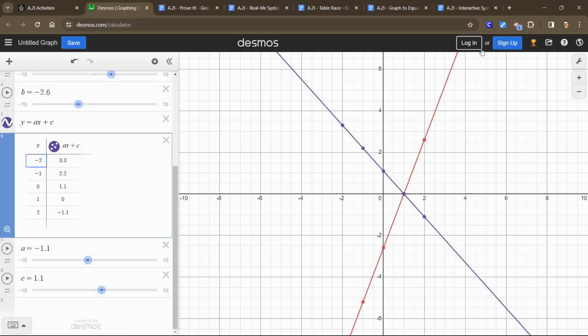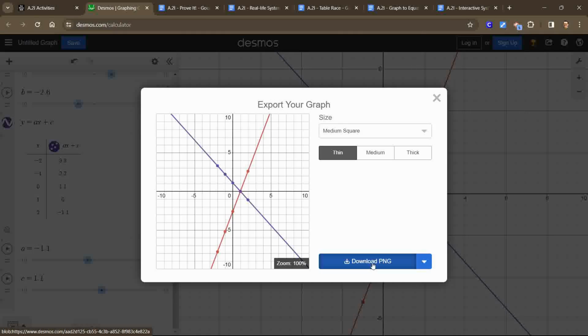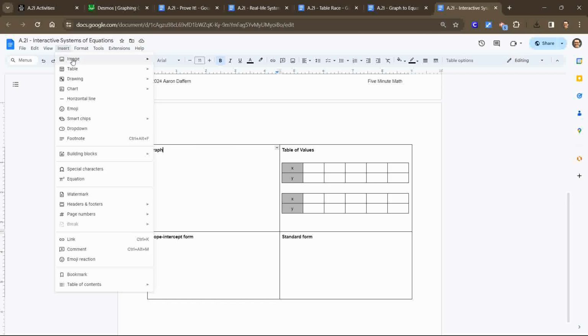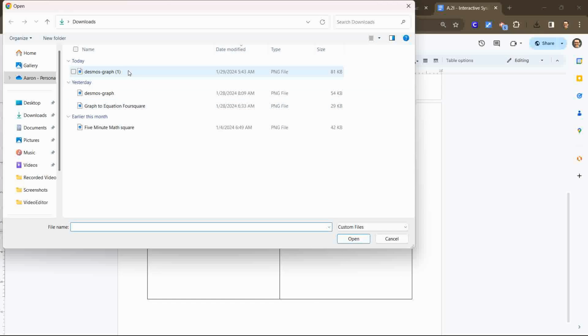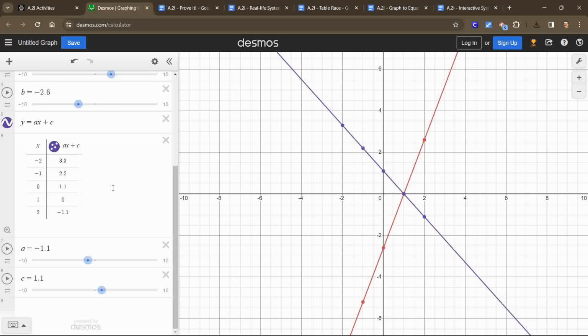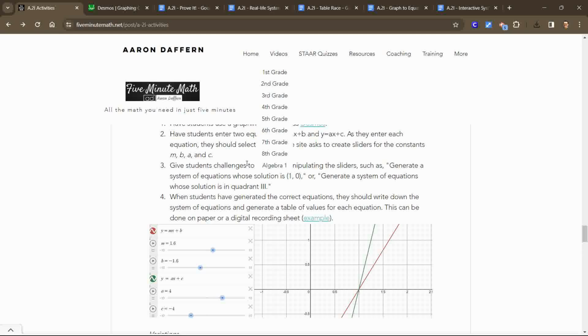So if I wanted to export this, you download the PNG, and then you need to go back in here, and you would want to insert image, you'd want to upload it, and that's it. That's the one I just did. Now, if I want to do the table of values, I would need to copy the values from over here, and I'm just going to have to hand type them in here. And that's what we would do here.